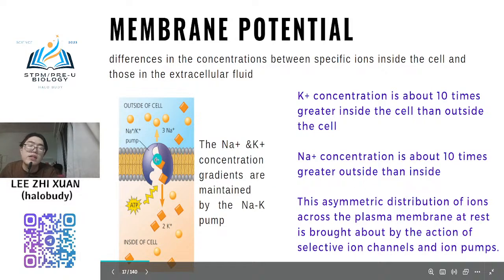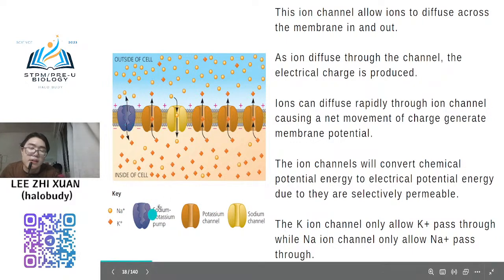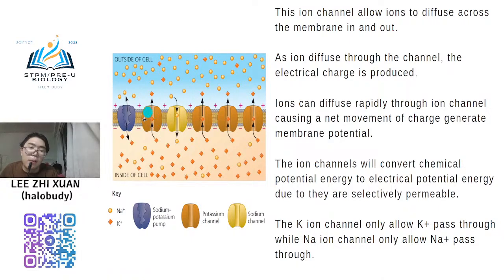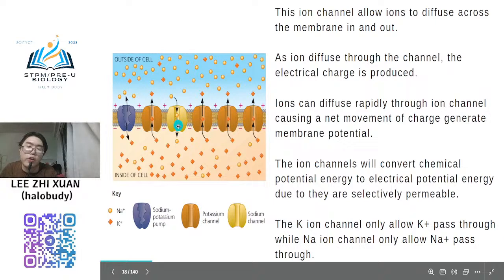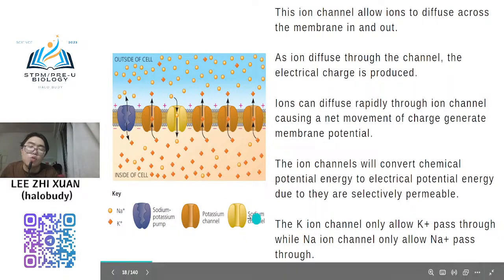Okay, so not only the sodium potassium pump, actually there are also what we call ion channels that are specific for potassium ion and also sodium ion. So you see this diagram, this blue color is the sodium potassium pump, and then this deep brown color is the potassium ion channel, and then this yellow color is the sodium ion channel. You see that the number of potassium ion channels is high compared to sodium ion channels.